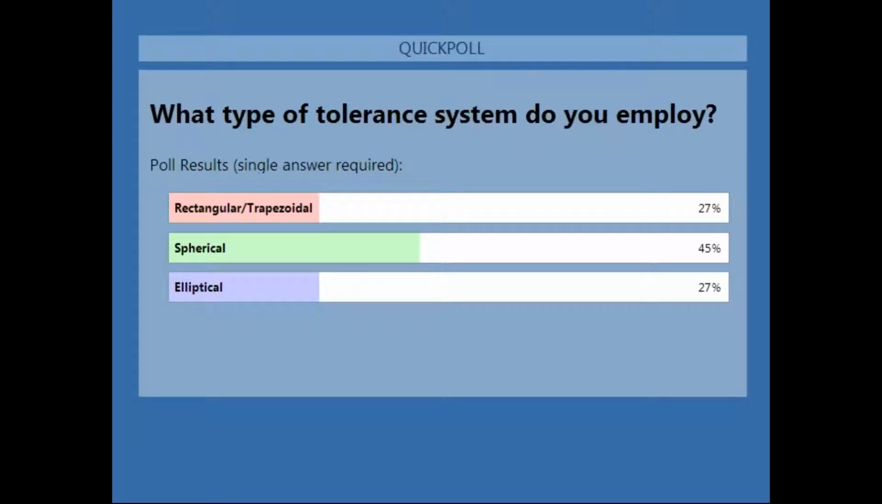Unfortunately, no. Okay, so we have the highest rate at 45% spherical, and then we have 27% for elliptical and 27% for rectangular trapezoidal. Well, that's an interesting spread.